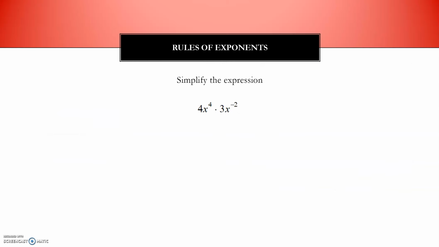So we have multiplication here. Okay, so two things. If you see integers, you can always multiply those integers together. 4 times 3 is 12. So just get that out of the way as soon as you get there.